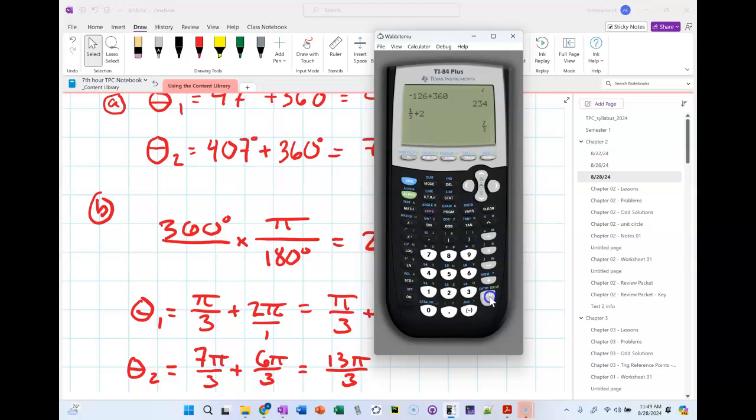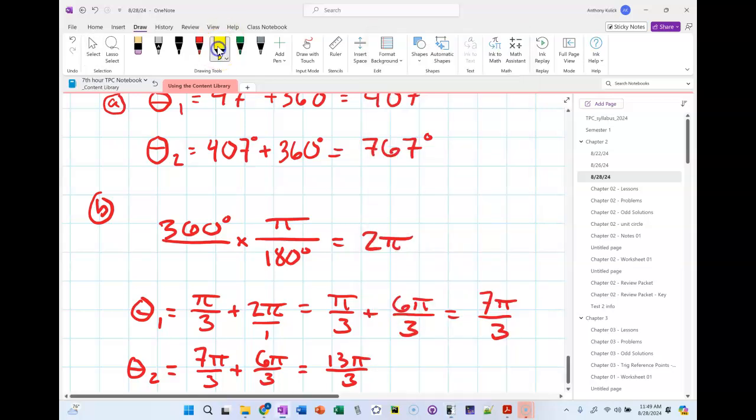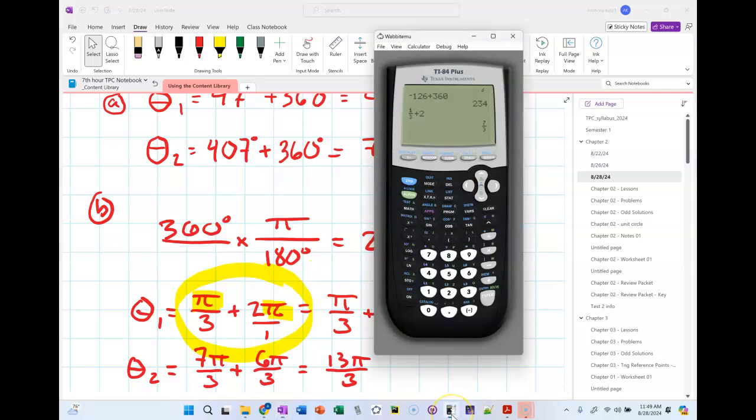Did you guys see what I did? This is what I'm trying to get an answer for. So I just forgot about the pi's. I just typed in 1/3 plus 2 and pressed enter, because my calculator can do that.